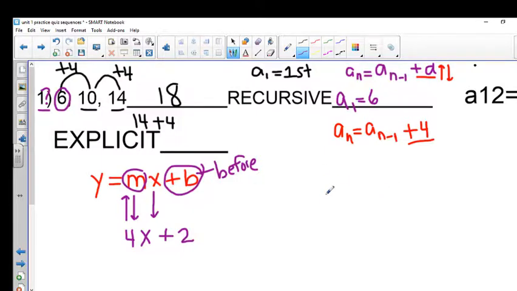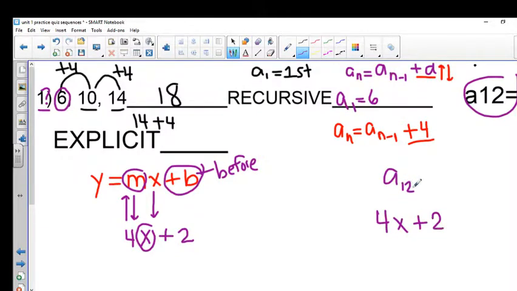Okay? So now, this part right here, it says A to the 12th. And mine is written kind of wrong. It says A to the 12th. So what it's telling me is that I have to put in that number 12 for X. So I'm going to rewrite my formula. 4X plus 2.